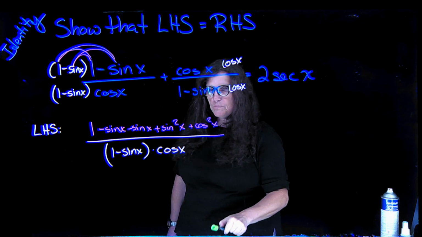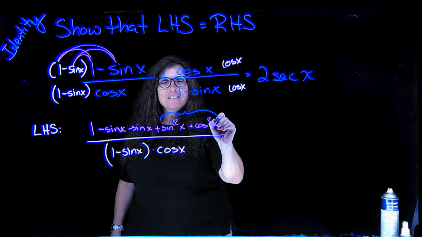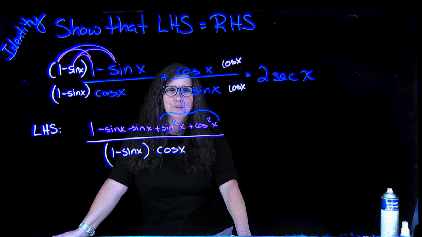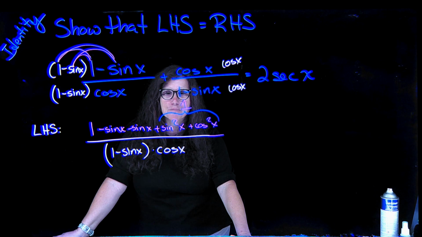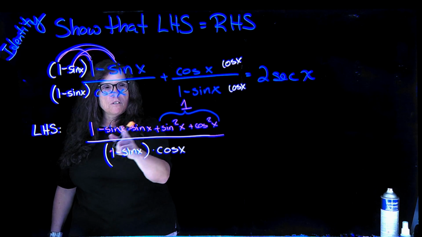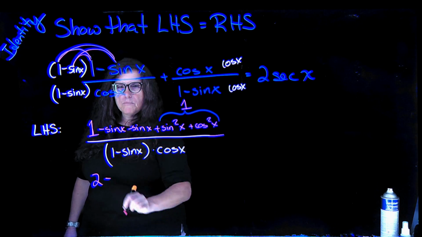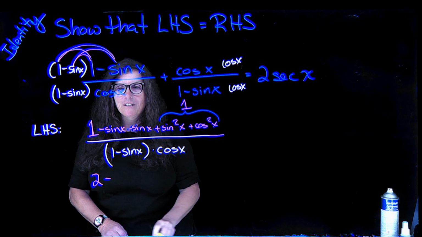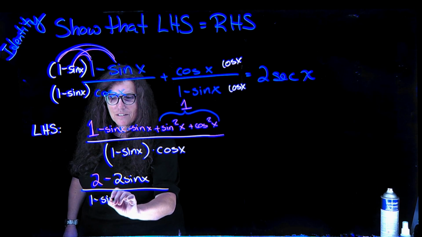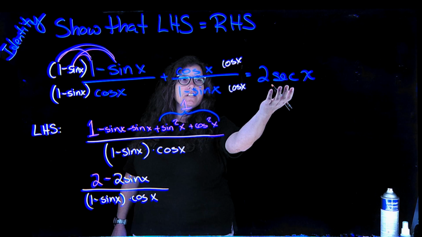Now, what you need to be able to recognize based on the identities that you learn in trig is that sine squared plus cosine squared is equal to 1. I call this the most important identity in trigonometry. Sine squared plus cosine squared is equal to 1. Let me combine like terms now. I'm still on the left-hand side. I have a 1 here, and I have this 1 that gives me a 2, minus 2 sine of x, all over 1 minus sine x times cosine x.